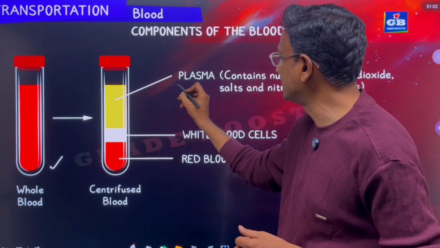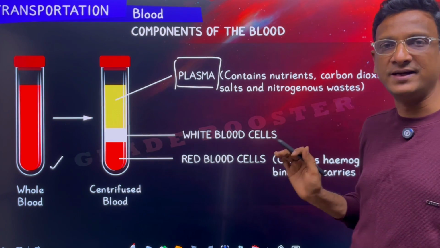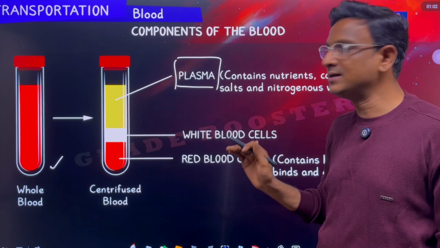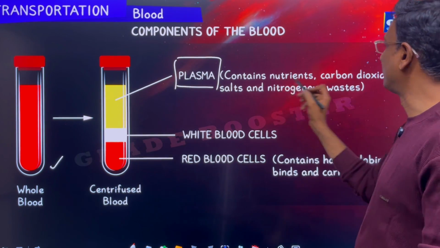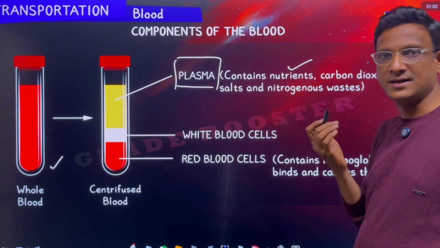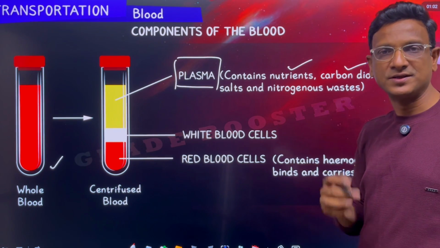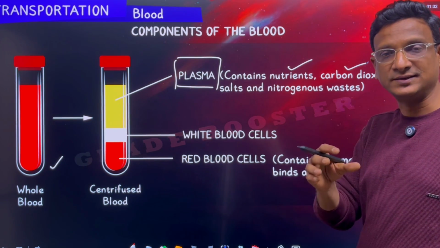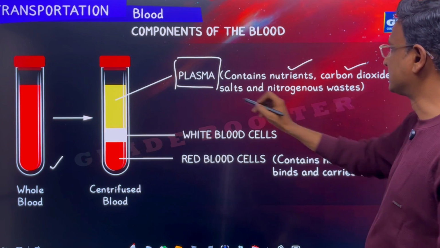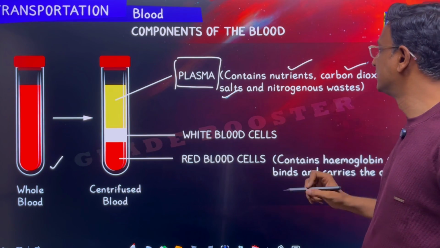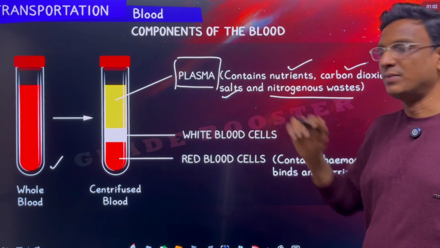You can see the yellow colored part, which is called plasma. The liquid part of the blood is called plasma. Usually it is pale red or yellow in color. What does the plasma contain? The plasma contains nutrients like amino acids and glucose. Carbon dioxide, which we studied in respiration, is transported by blood in dissolved form. It gets dissolved in the plasma. And salts, all kinds of mineral salts, and nitrogenous wastes. All these are present in plasma.